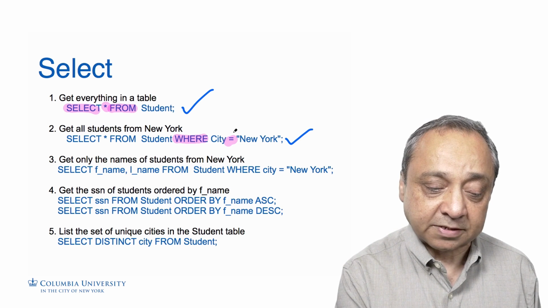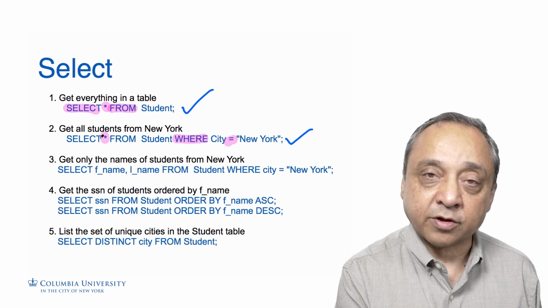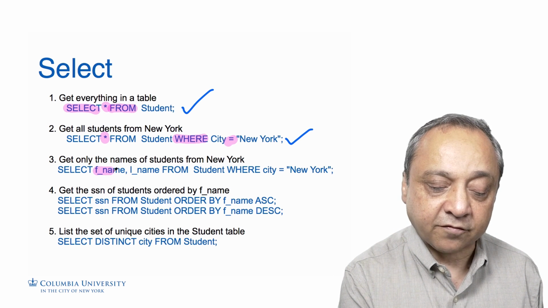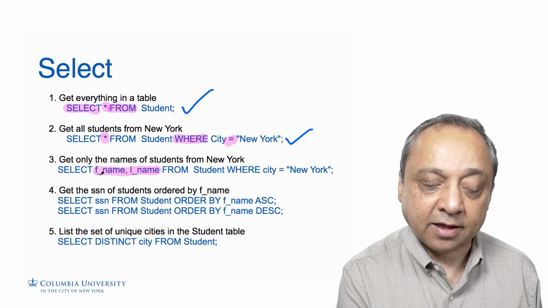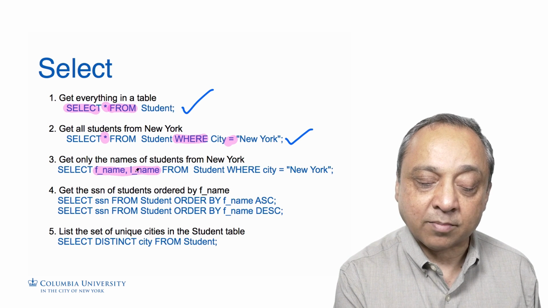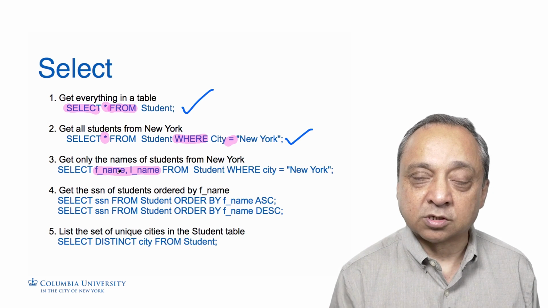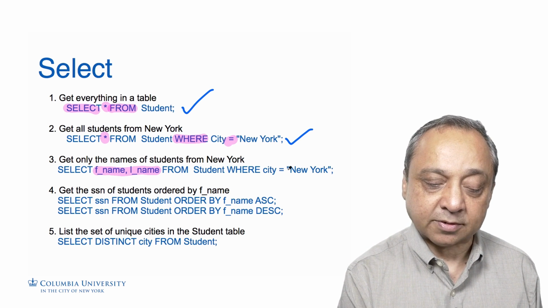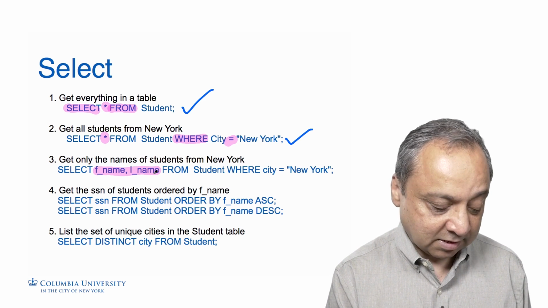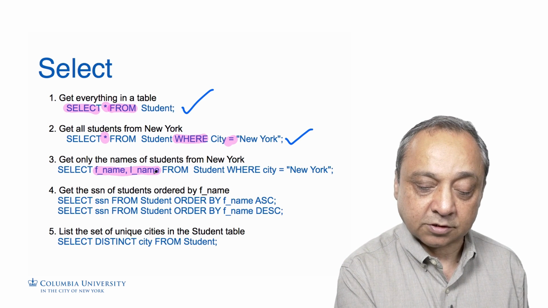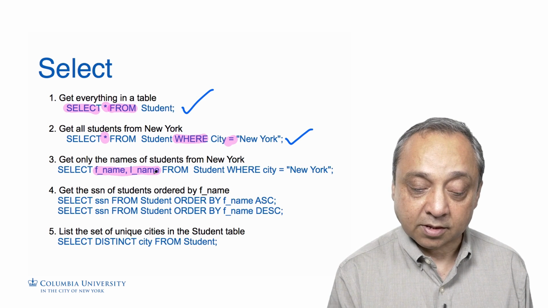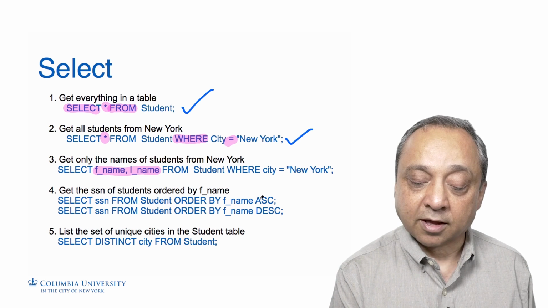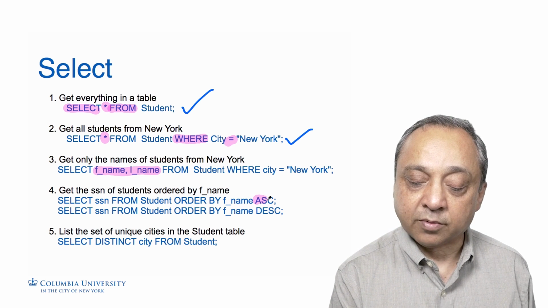We can also choose specific fields. So when we say star, we're saying give me all the information, but we may not want it all. Maybe we want only the first name and last name. So now you can say, hey, the only things I want are F name and L name. These field names should correspond to the names of the columns in the database, and everything else is pretty much the same. So now what we're getting is the first name and the last name of the students from New York. We can also sort them. So we want to select the social security number from the student table and order them by first name, and we can say ascending.